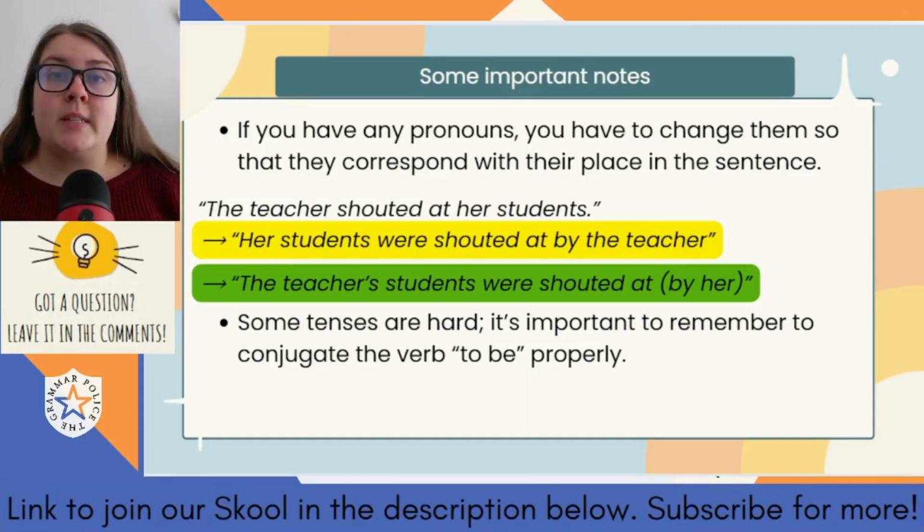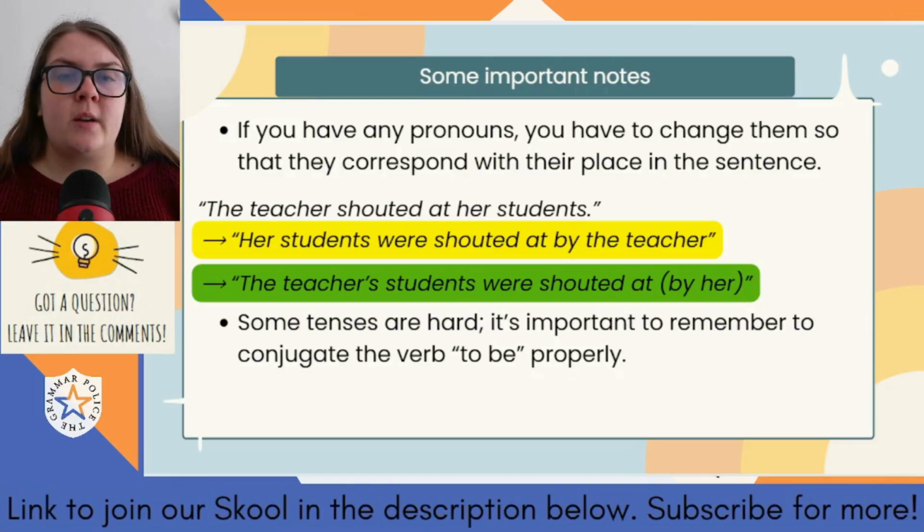Okay, like we said before, if you have any pronouns, you need to change them so that they fit in the correct part of the sentence. So if you have an object pronoun in the active voice, then it will need to be a subject pronoun in the passive voice. Let's have a look at this example. The teacher shouted at her students. Her students were shouted at by the teacher.